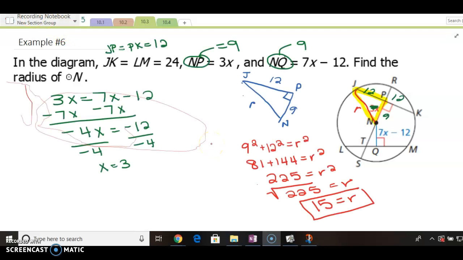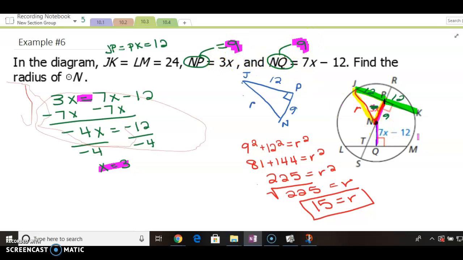All right, let's look at this. You have JK and LM are both 24. So that means JP is half that, which is 12, and PK is half that, which is also 12. Then you have that NP is 3x and NQ is 7x minus 12. These have to be the same length since these chords are the same. So if you set them equal and solve for x, you get x equals 3.